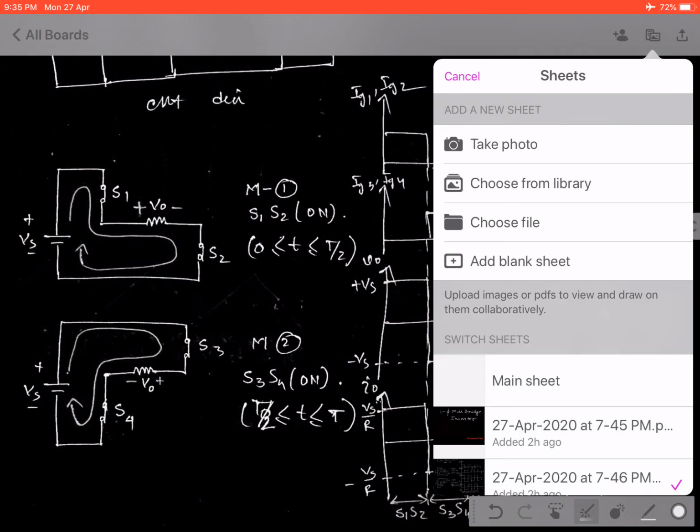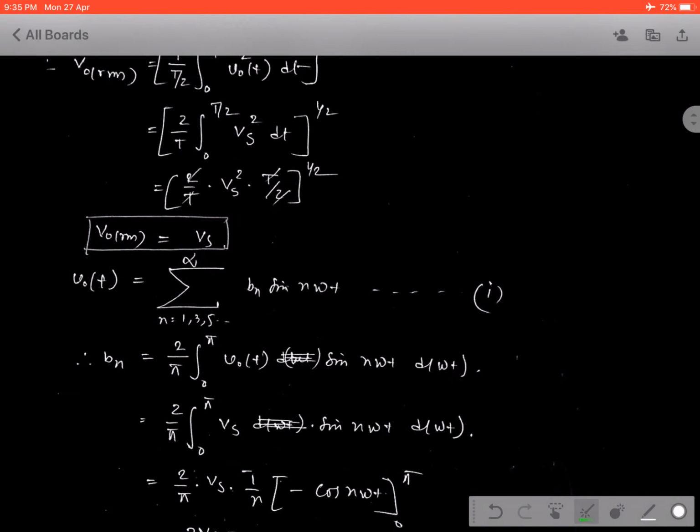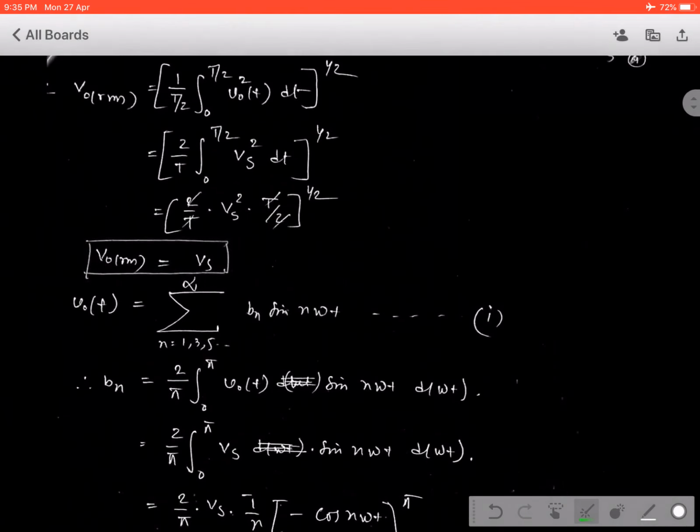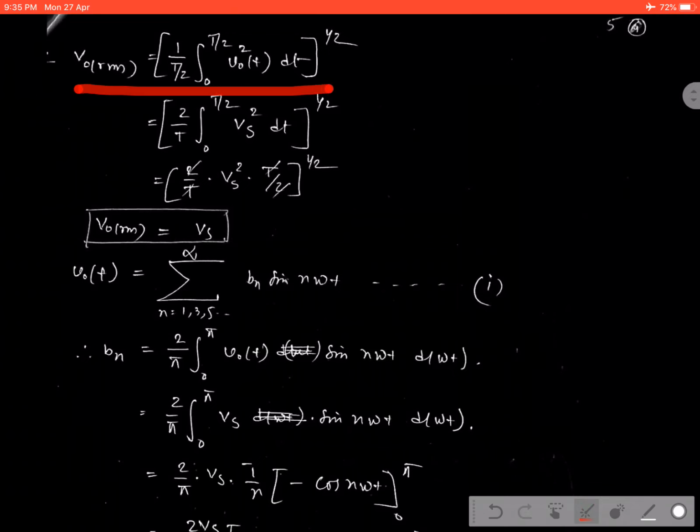Now the calculation part. First, calculate the RMS value. We know the expression of the RMS value, which is defined by the root mean square. That is, VO RMS equal to the square root of 1 by T by 2, integration of 0 to T by 2, V0 square dt.